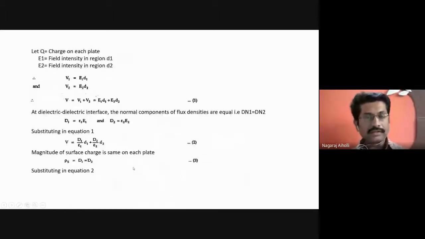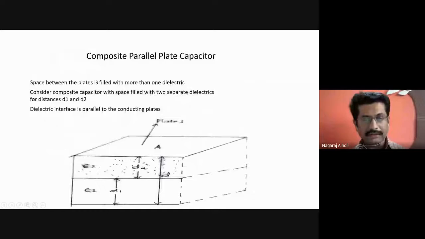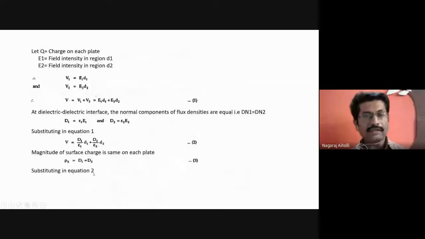Then according to the equation for potential gradient, E is equal to V by D, or V is equal to E into D. Hence I can write V1 is equal to E1 d1 for the dielectric medium 1. V1 is equal to E1, the field intensity in region d1, multiplied by the distance d1. Then similarly, V2 is E2 into d2.